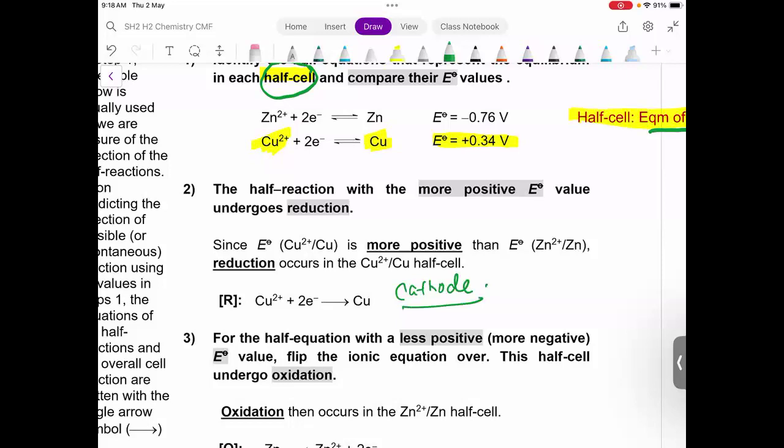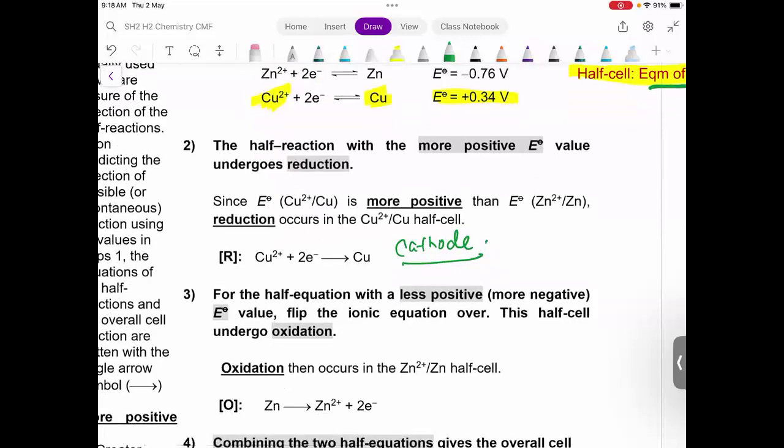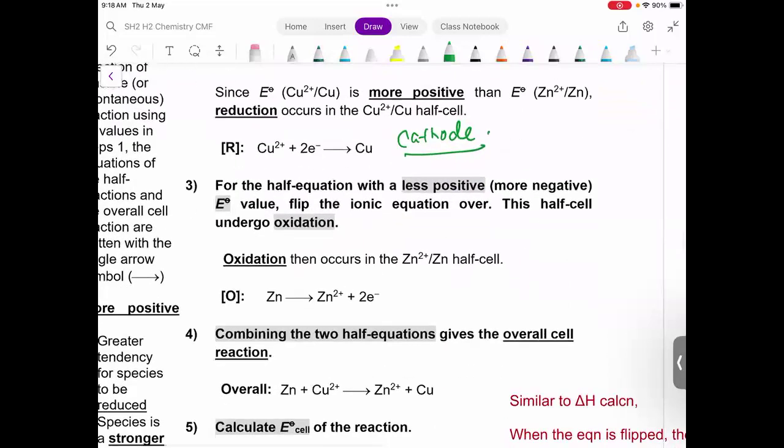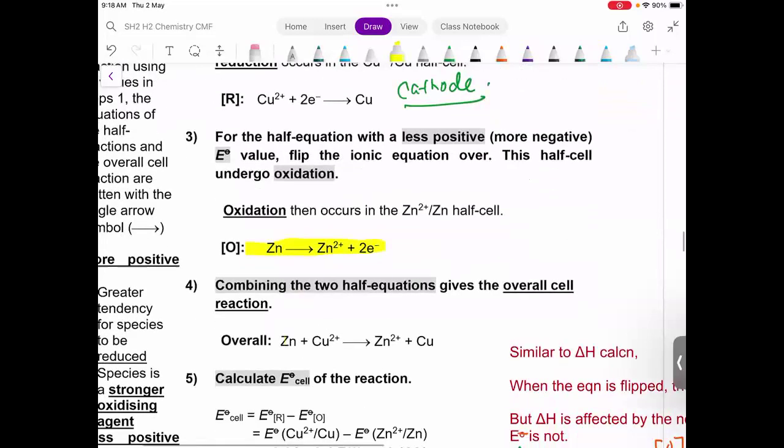So in other words, if the copper 2 copper half cell is the cathode, then the zinc 2 plus zinc half cell will be the anode. It must be a cathode and an anode. It cannot be both anode, cannot be both cathode. So one will be the cathode, then the other one will naturally be the anode. When it's the anode, you need to see that it will be the reverse process. Then you combine the two half equations, and it will give you the overall equation.